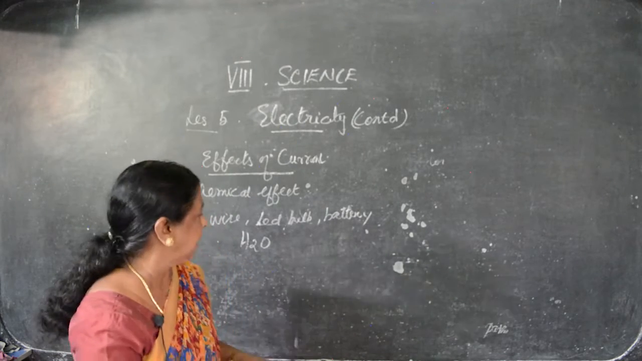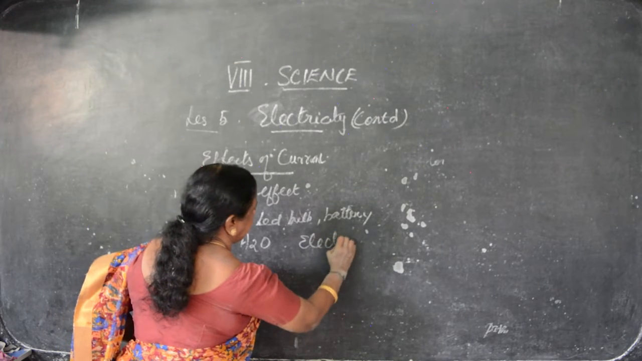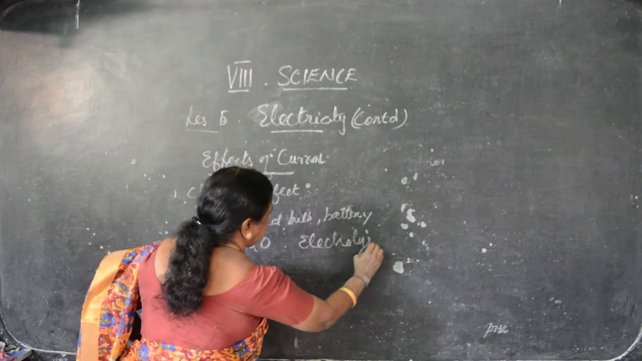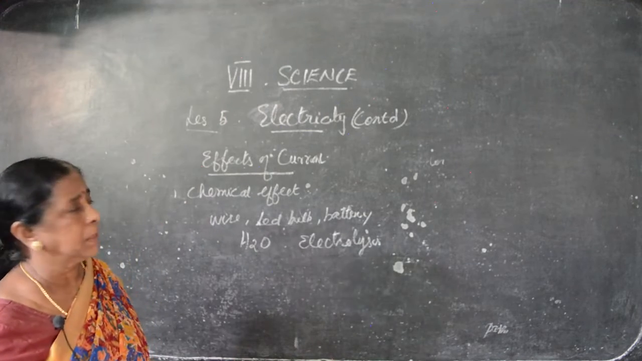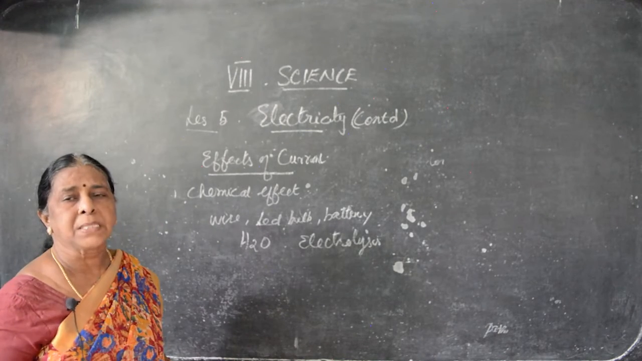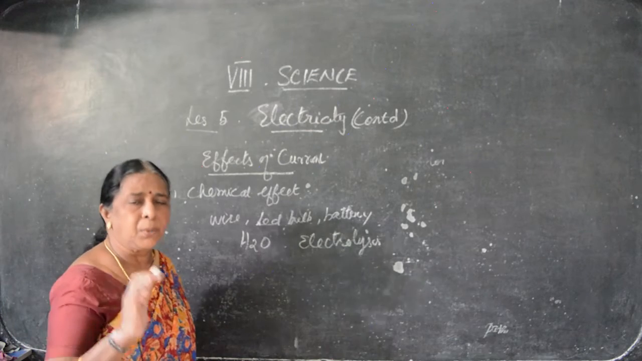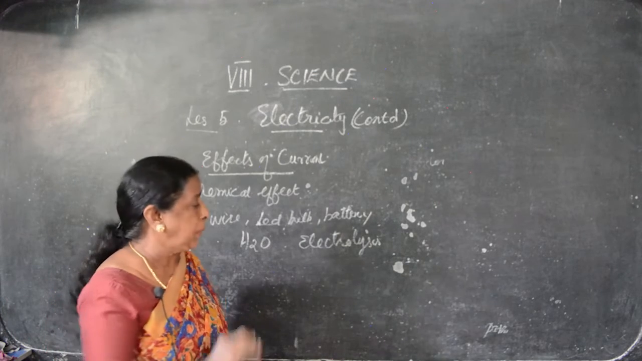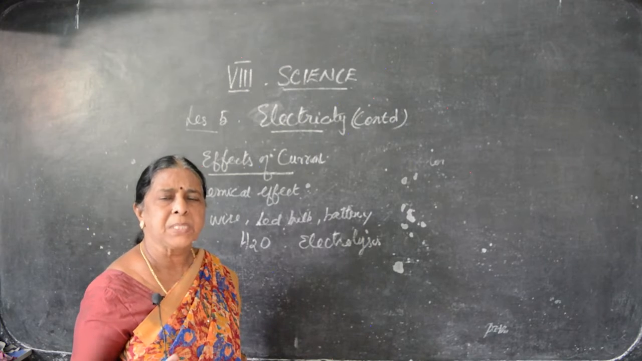Then what are the chemical effects? Then one is electrolysis. From this we know the first effect of chemical effect of electricity is electrolysis. Electrolysis, that is decomposing the solution into anode and cathode. So by using electrolysis we can use this electrolysis is useful to us in all the ways.